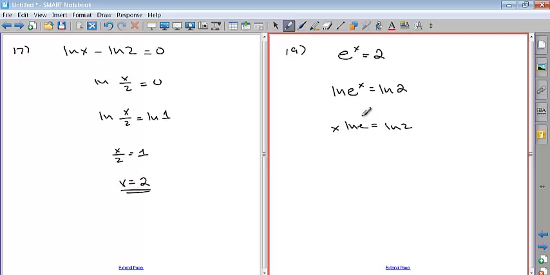And the natural log of e is 1, because this is the log to the base e. So you just get x equals the natural log of 2, and the natural log of 2 is 0.693. Just to check it, use your calculator: e to the 0.693 power, you're going to get approximately 2. You get 1.9997, and that's because there are more decimals here.